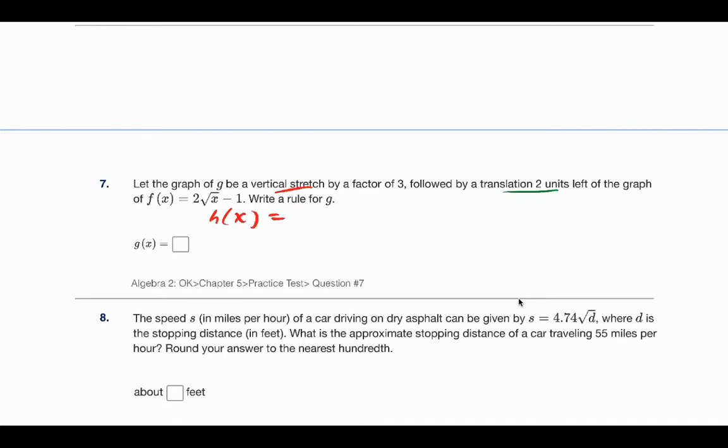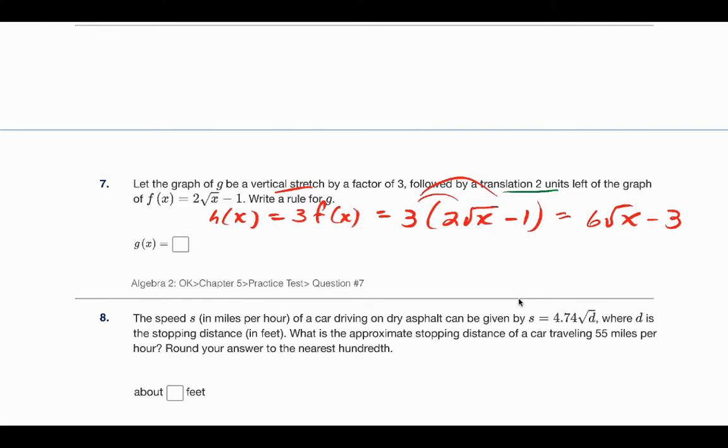So we're going to take our h of x, and on this one here, we're going to take our factor of 3, since it's vertical, it's on the outside, and we're going to multiply it to what our f of x is. So our f of x there is actually 2 times the square root of x minus 1. So now in this, we are going to distribute that 3 through the parentheses. So 3 times 2 is 6. So I'll have 6 times the square root of x minus 3. That is our h of x.